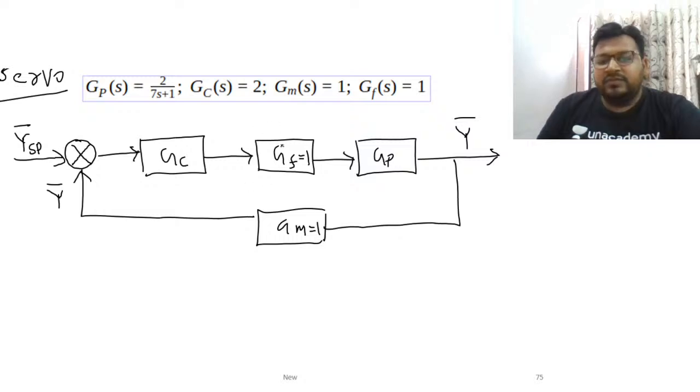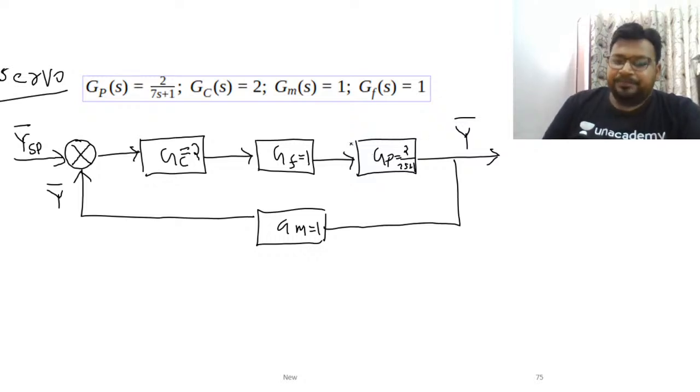Okay, so the valve just implements the decision taken by the controller, not giving its own input. GC is 2, so that is the proportional action, and the process is 2 by 7S plus 1, so that is the first order system.